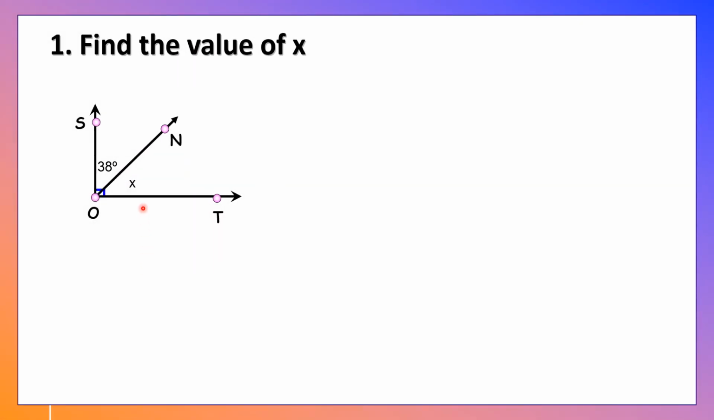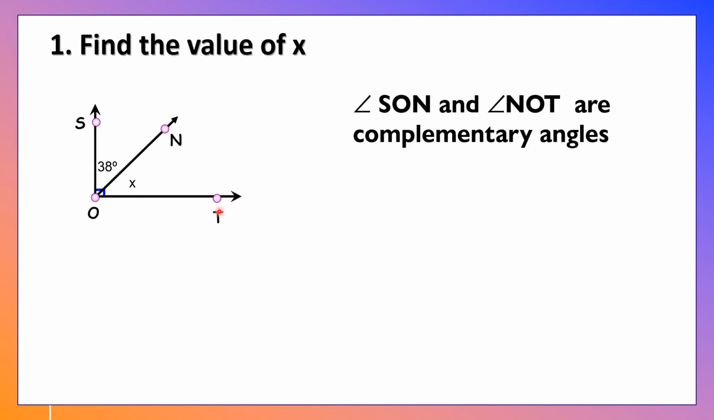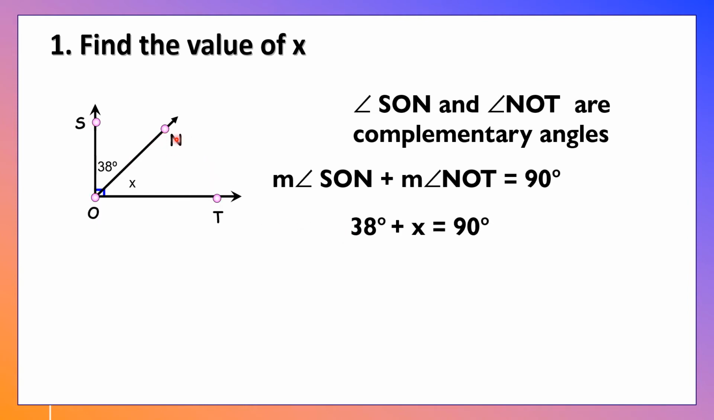Let us now find the value of x. Angle SON and angle NOT are complementary angles. So, ibig sabihin, the measure of angle SON plus the measure of angle NOT is equal to 90 degrees. The angle SON is 38 degrees. Then, yung angle NOT is x.